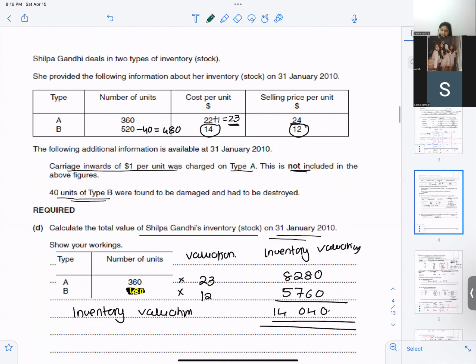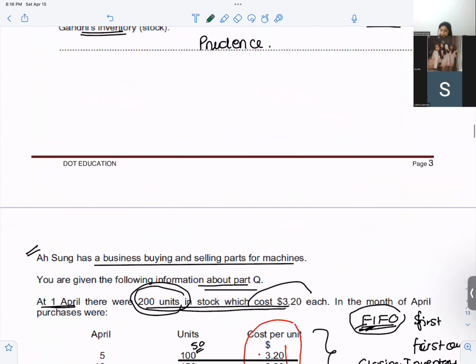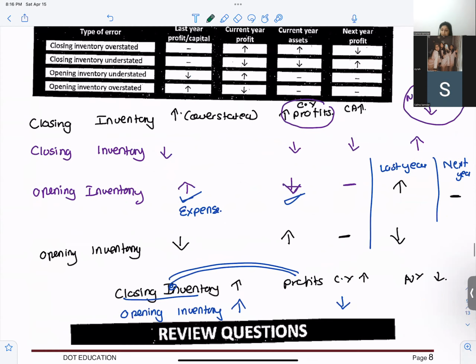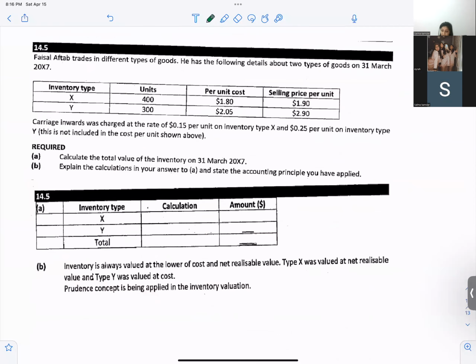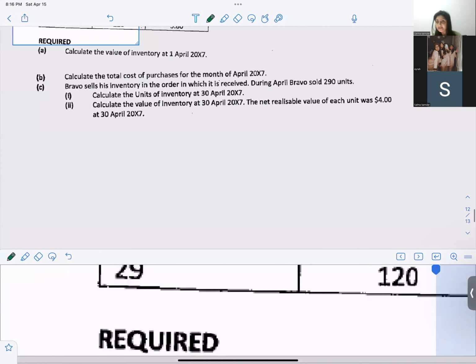Done with this. Now let's do this sum. We are done with this, right? Yeah. We are done with the relationship between the closing and opening inventory with the profits. So basically, we are done with inventory value.